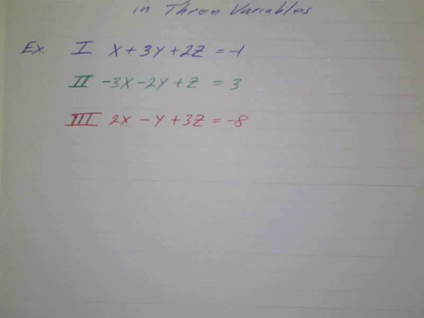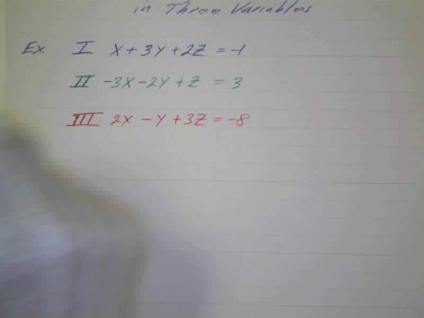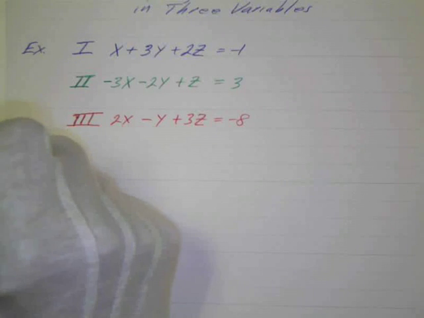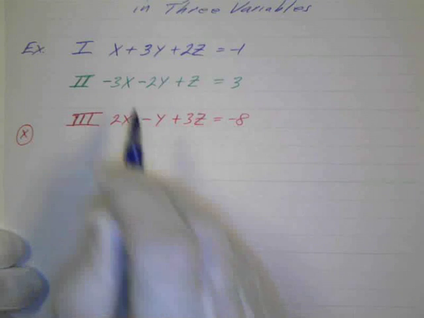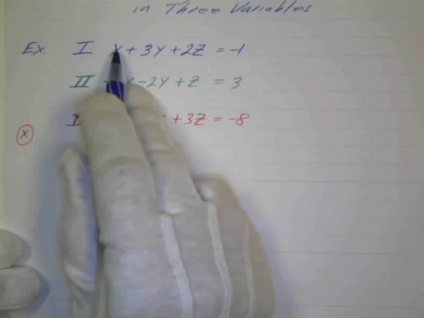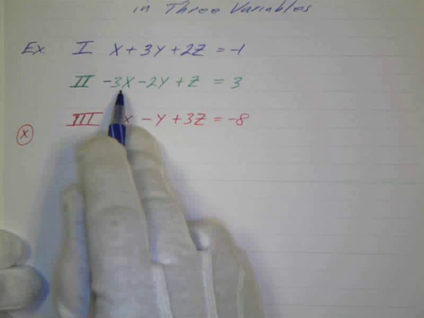So what I'm going to do is try to eliminate x. I'll just write over here that x is what I'm going to try to eliminate, and I'll put a circle around it. You might want to eliminate the y or the z, and you can do that, but I'm going to pick x. I'm going to take equation number 1, and I know if I multiply it by 3, I'll have opposites with equation 2.